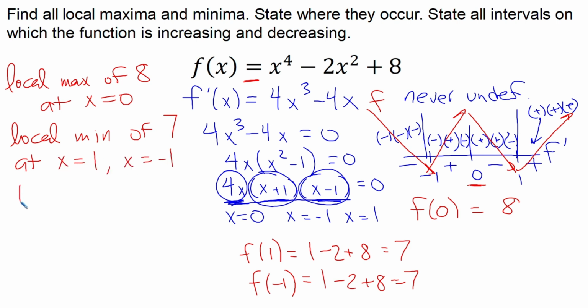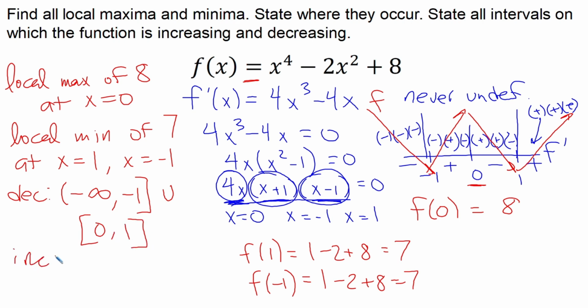And then our function is decreasing from negative infinity until we get to negative 1. And it's also decreasing from 0 to positive 1. And then our function increases from negative 1 to 0, and again from 1 to infinity. And that should be it for our second one here.